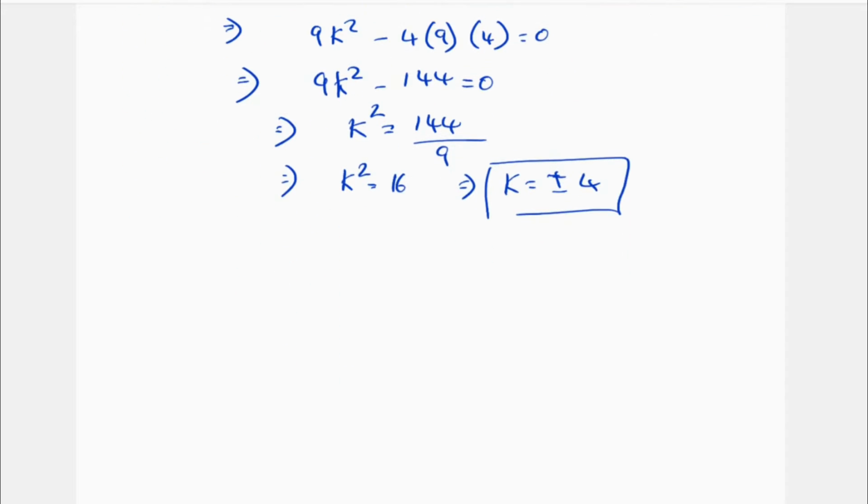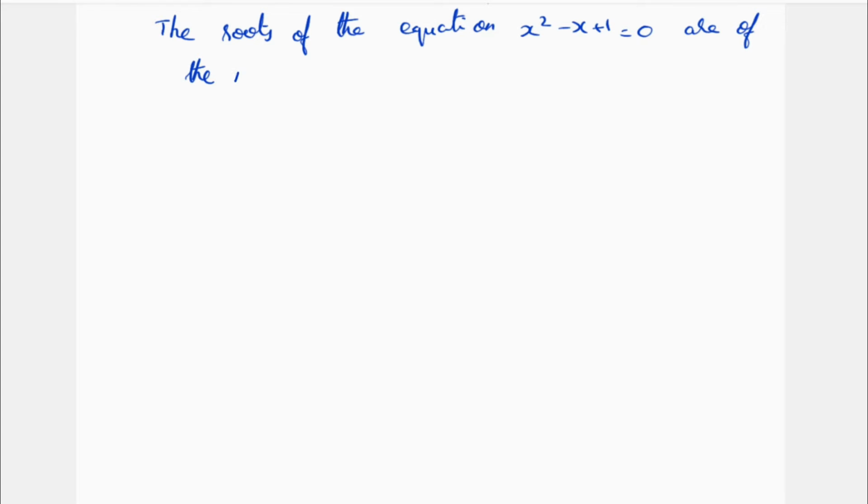Moving on to the next question. Okay, next question, I think it's a fairly simple question. They have asked us: the roots of the equation x square minus x plus 1 equal to 0 are of the nature dash. They're asking us the roots of this particular quadratic equation, what is the nature of those roots?